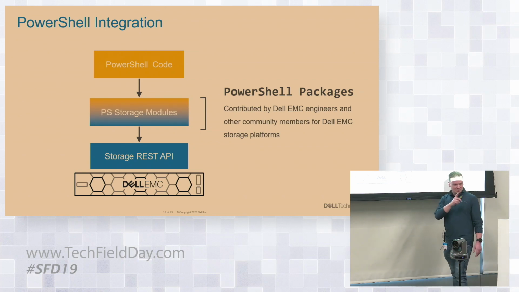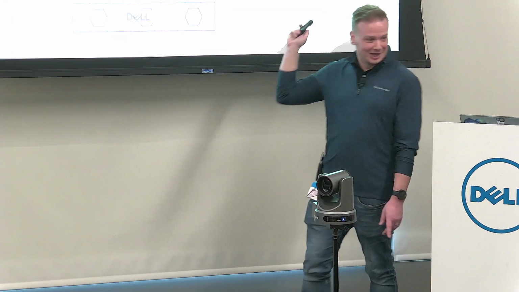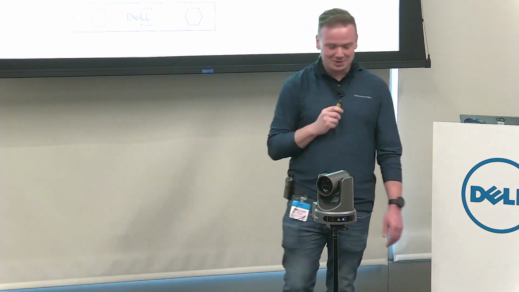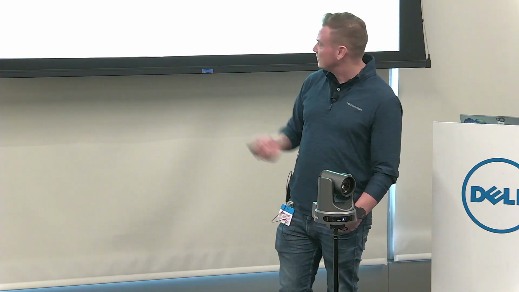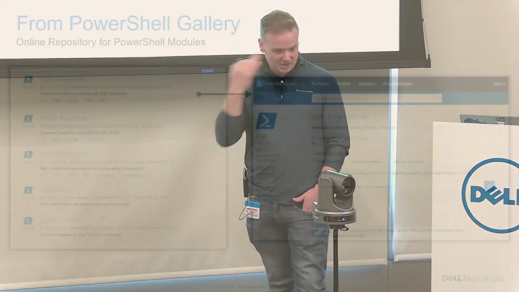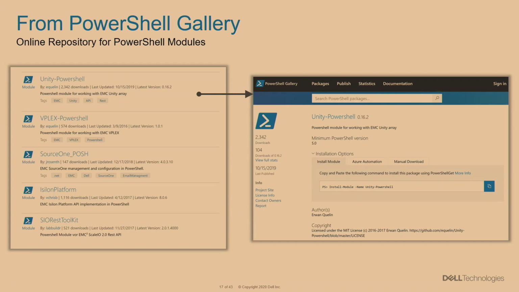We do have PowerShell modules, not for all of the arrays yet. I think Unity and XtremIO are up there on the PowerShell Gallery, so customers can go there and get that. Just like the Python modules, they're well documented, and we're following standards there as well to make sure that we're putting out quality code.